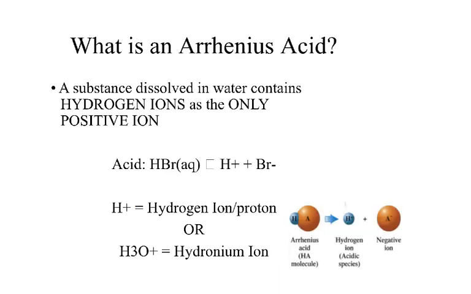So now we have this funky word here: an Arrhenius acid. An Arrhenius acid is a substance that, dissolved in water, contains hydrogen ions as its only positive ion. So we're going to have H+.